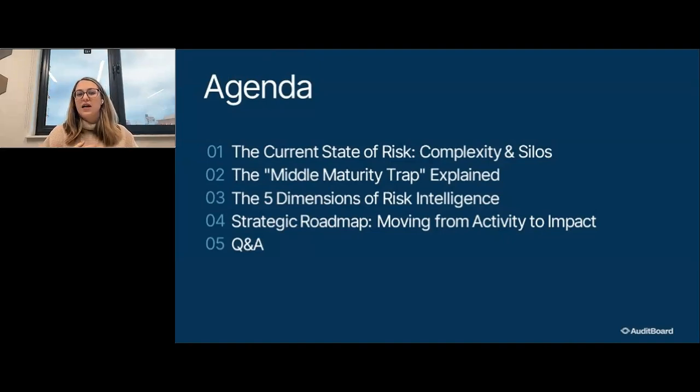So to set the stage, here's the agenda. The first thing we're going to do is talk about the current state of risk. So really, what are all of you experiencing in your everyday? Then we're going to get into what we call the middle maturity trap. I'm going to go into what that is, where it comes from, and what we see from a data standpoint. Then we're going to spend the majority of our time talking about the 5 dimensions of risk intelligence that we see here at AuditBoard, as well as get into a strategic roadmap. So really moving from activity to impact, and how you can take away some key things to leverage.